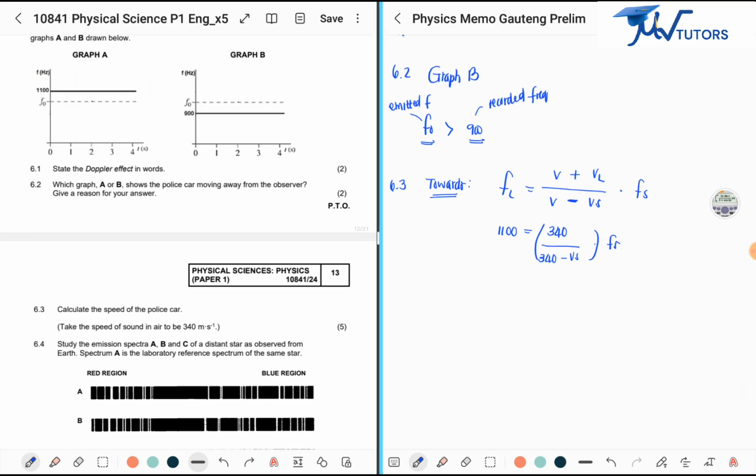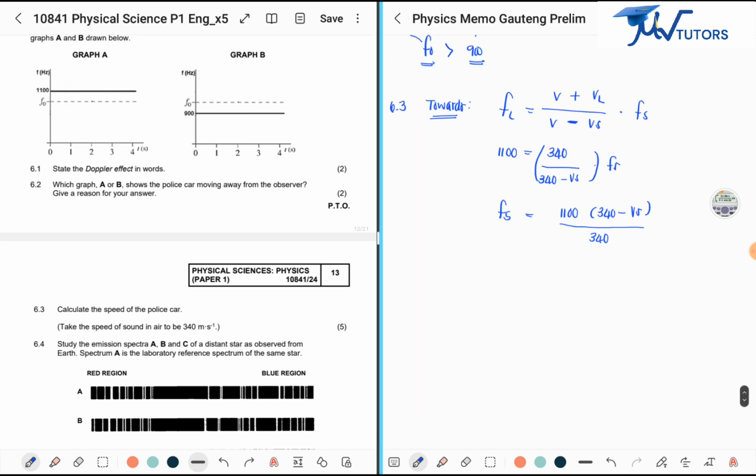If I write this equation in terms of Fs, I see I have two unknowns, so I'm going to need another equation. But if I just write it in terms of the frequency of the source, I'm going to say 1100 multiplied by 340 minus the velocity. Guys, if you use a plus instead of a minus, it does change your answer ultimately. So please make sure you know which is which.